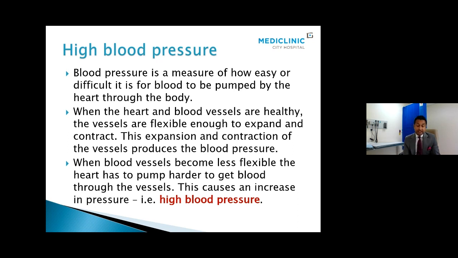So when the heart and blood vessels are healthy, your blood vessels are flexible. They're muscular tubes that are flexible. They can expand and contract. But if the expansion and contraction is restricted, so the aorta is a bit stiff, then the blood pressure increases, and this leads to hypertension or high blood pressure.